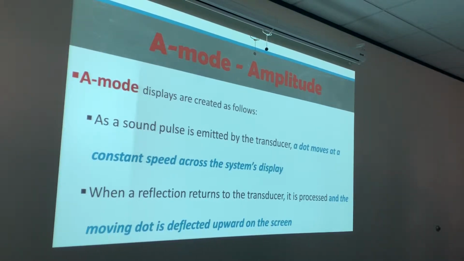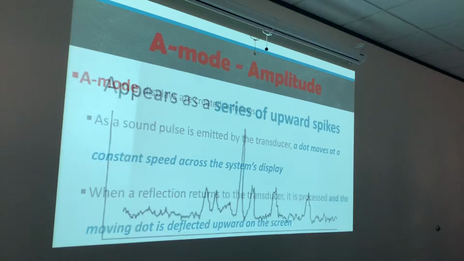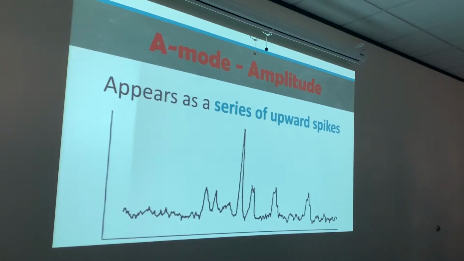So again, a dot moves across the system display at constant speed. When the reflection returns to the transducer, the dot is deflected upward on the screen. Amplitude mode. We know what amplitude is, right? It appears as a series of upward spikes, just like this, guys.